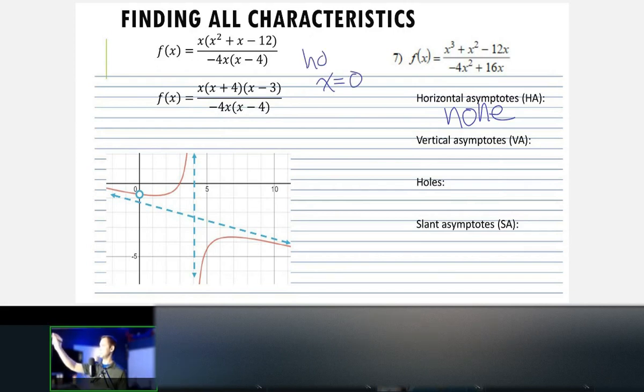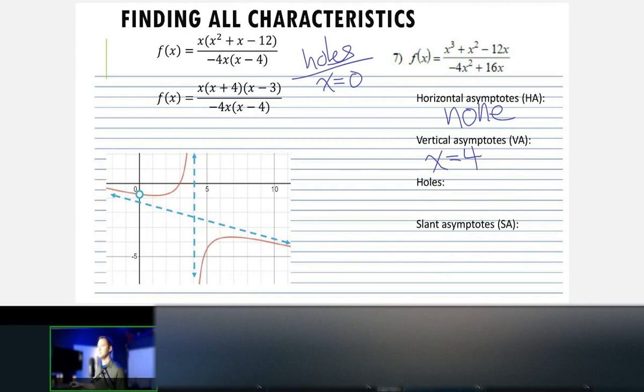And this is talking about the holes, right? So we have a hole at x equals 0. So that means the VA, what's the only VA we have? X equals what? What's the only VA? X equals 4. There you go. Remember, if you have a hole at x equals 0, it cannot be a VA. So it's either going to be a hole or a VA. And because we have a hole at x equals 0, we can't have a VA at x equals 0.